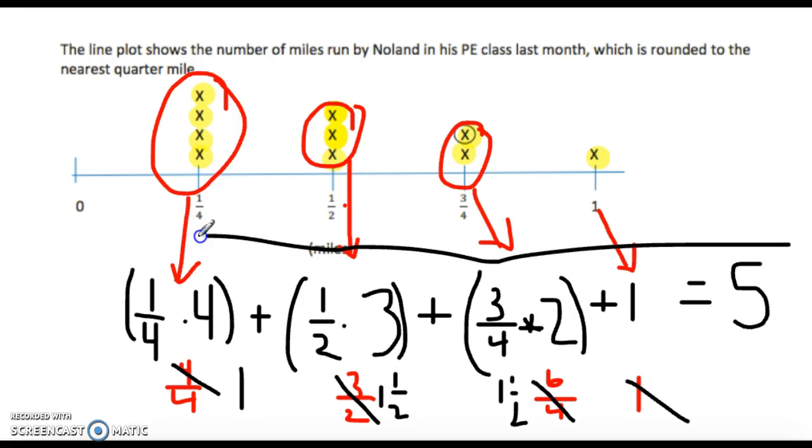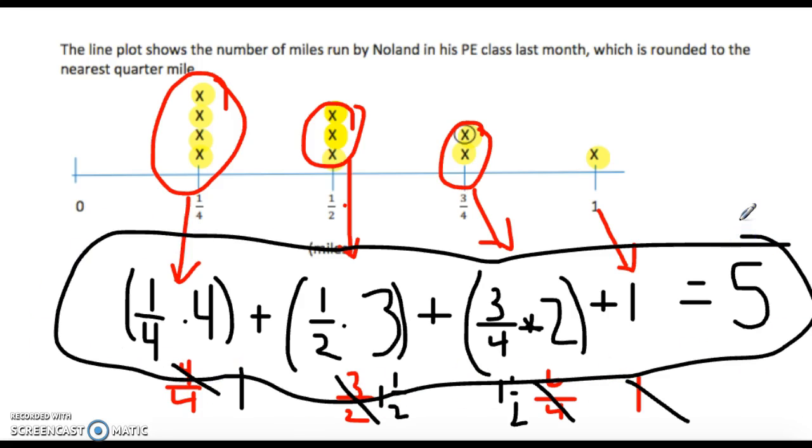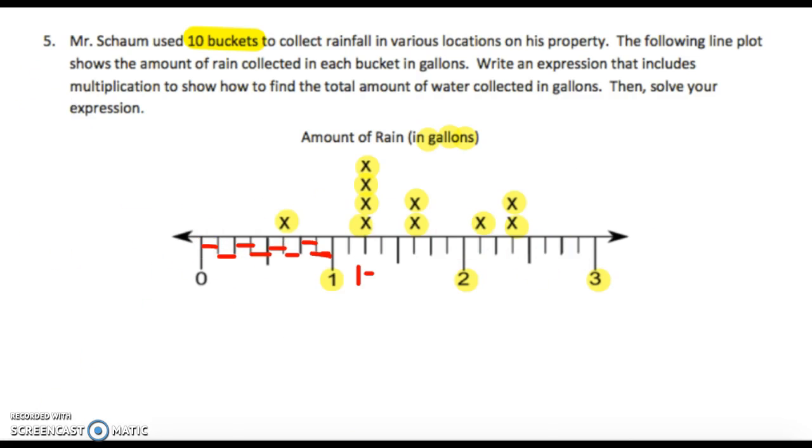This is what they mean by expression. So they want all of the math you're doing all in one place. If you need to make some other notes like I did down below, that's totally fine. You can draw a picture, but we do need the expression as part of the solution to this problem. Good luck.